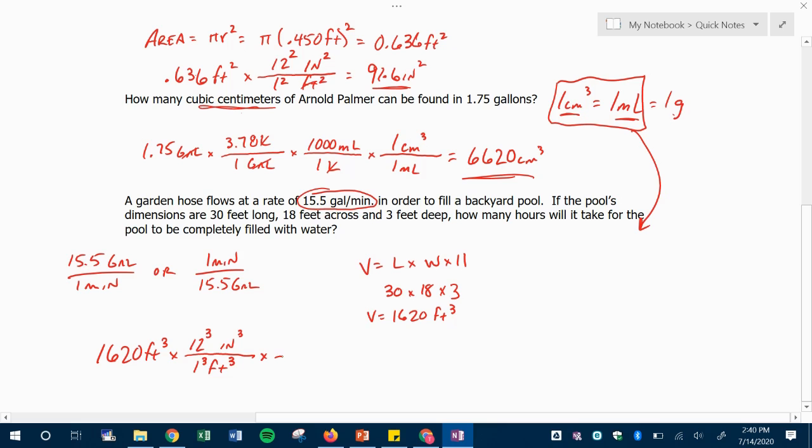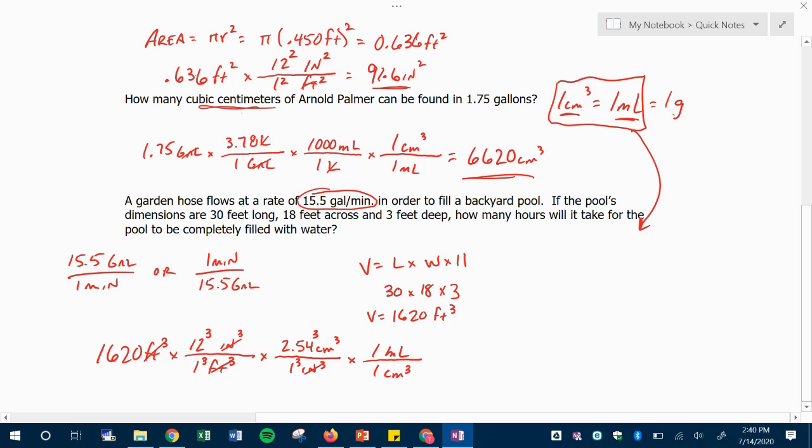Then our next step should be, since we're in inches, let's go from inches to centimeters. And so there's 2.54 centimeters for every 1 inch. And then since our units are cubed, again, we cube it all. And now that should get us into cubic centimeters, which once we're in cubic centimeters, we can turn that into milliliters because we know that there's 1 milliliter for every 1 cubic centimeter.